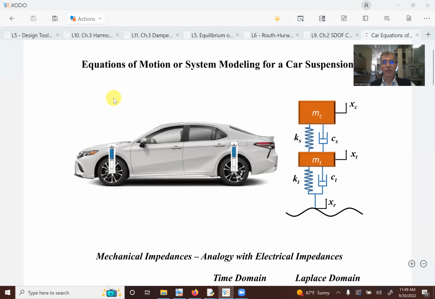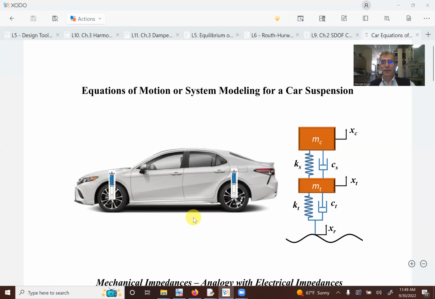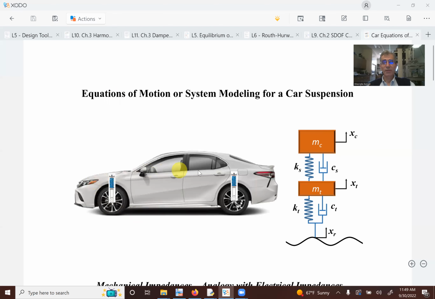And this is based on mechanical impedances, which is an analogy made with the electrical impedances from Kirchhoff's laws, which are based on the energy conservation law. So here is, for example, a typical problem that we have at 2 degrees of freedom for a car suspension, and modeling the suspension of a car.